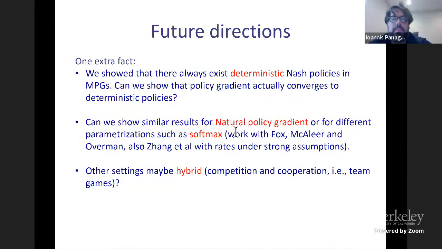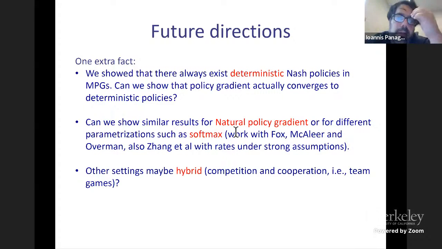And let me talk a bit about future directions for the remaining 3 minutes. So right now, what I talked about is policy gradient and convergence to Nash policies for Markov potential games. Nevertheless, I didn't talk about the properties of the Nash policies. In particular, we know that in Markov potential games, you always have deterministic Nash policies. Okay. Is there a way to show that if you, let's say, start at random from some policy, you are guaranteed to actually converge to deterministic policies, or you are guaranteed to converge with high probability or with probability 1, maybe using techniques from dynamical systems and so on and so forth?